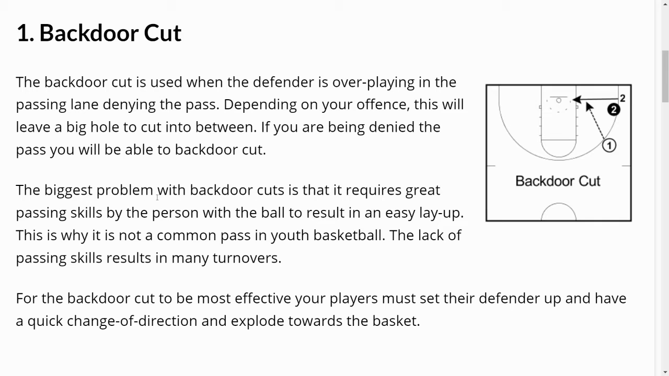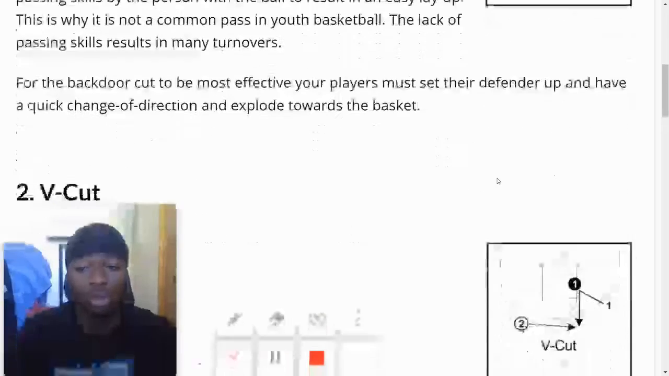So the first one is a backdoor cut. And this, as you can see, happens when a player goes around or behind the defender, who's usually quite aggressive, and it's a really good opportunity to get a basket.